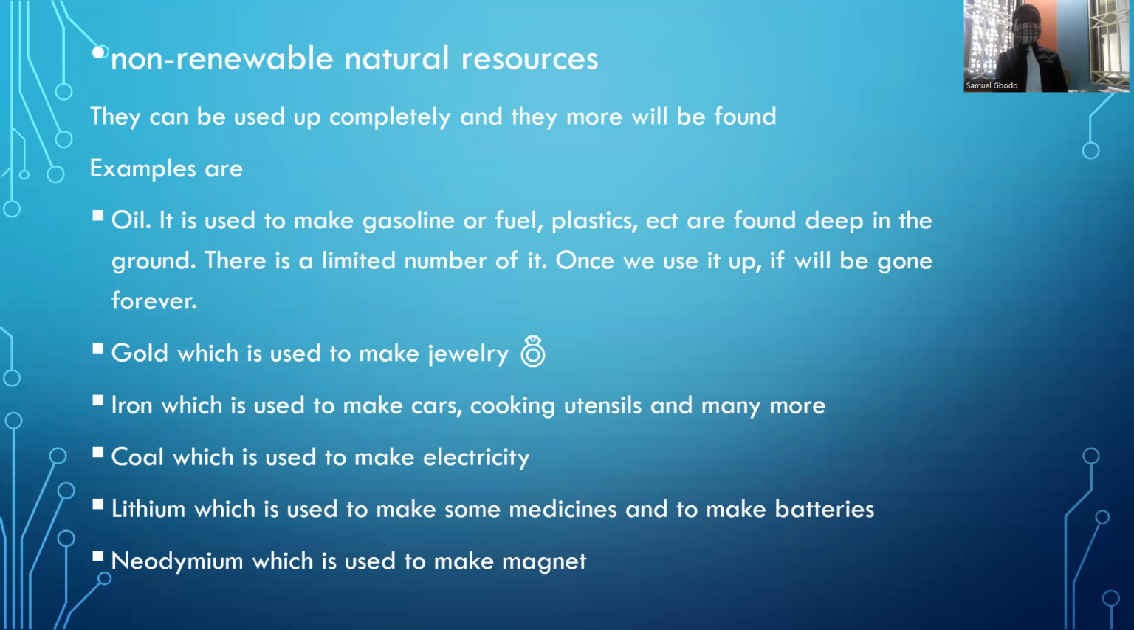Gold is used to make jewelry. Iron is used to make cars, cooking utensils, and more. Coal is used to make electricity. Lithium is used to make some medicines and to make batteries. Neodymium is used to make magnets.